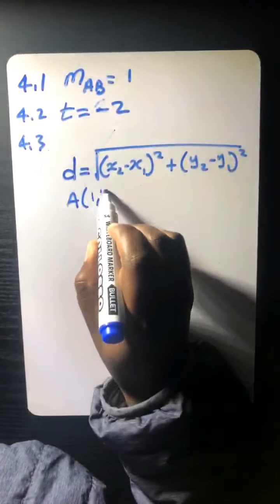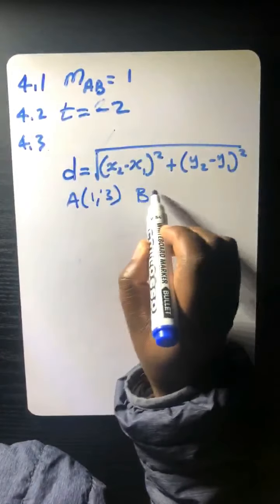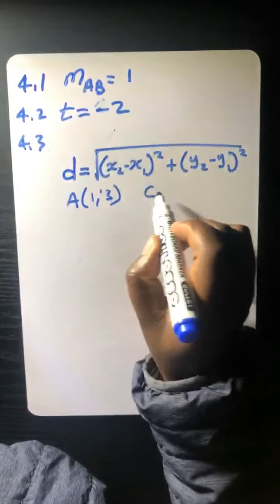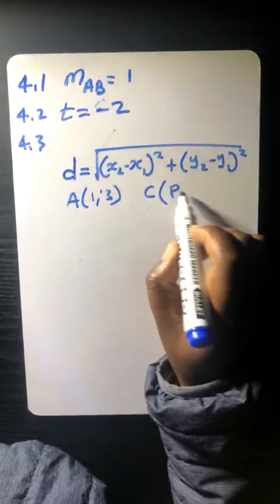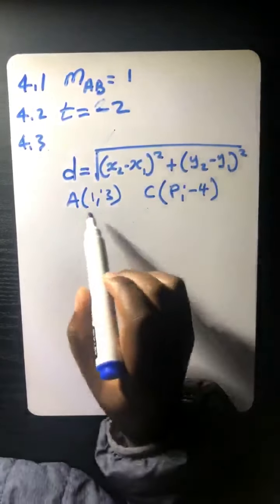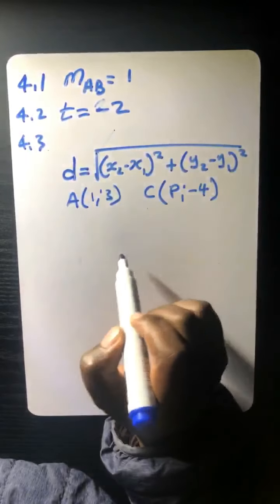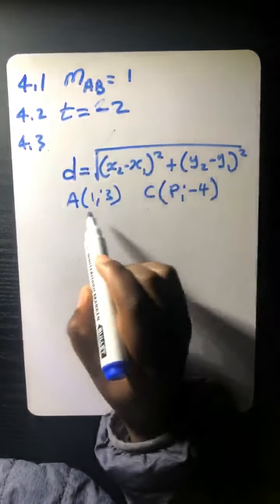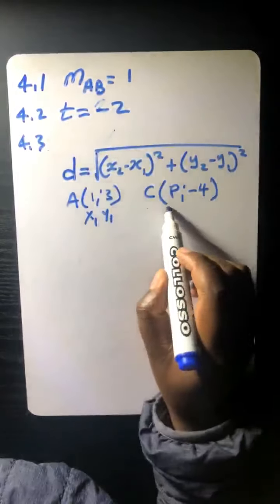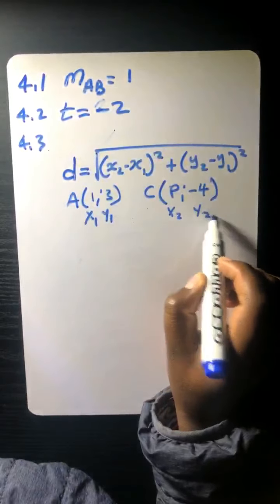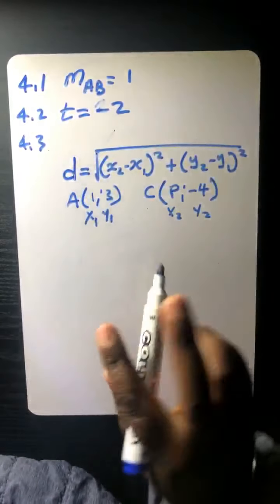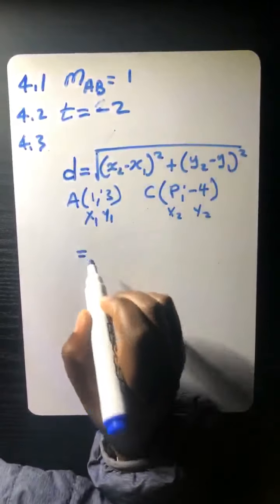We've got it as 1 and 3. Then we also have, no, it's not B, but it's point C. So point C, we have P and -4 over there. Between A and C, the letter that comes first is A. So let's take this as our first values, which means there we've got x1 and y1, and there we've got x2 and y2. It's very important, ladies and gentlemen, to write them like that, because once you mix them up, you're going to get incorrect values.